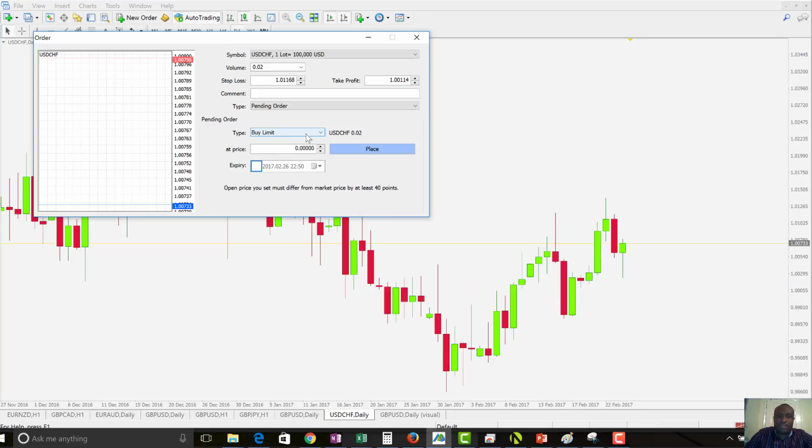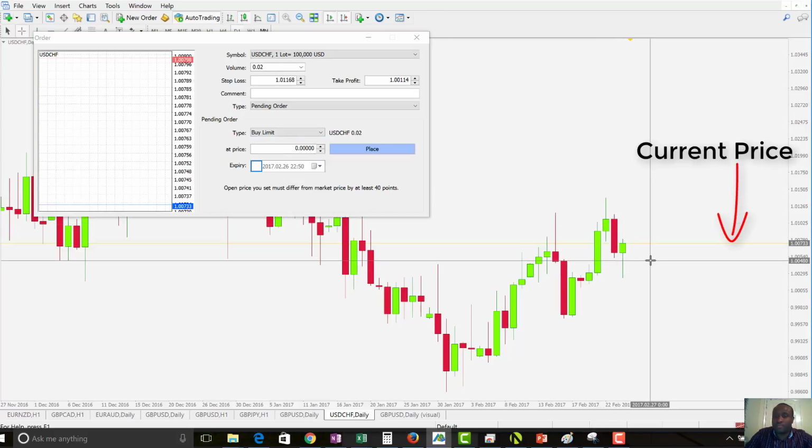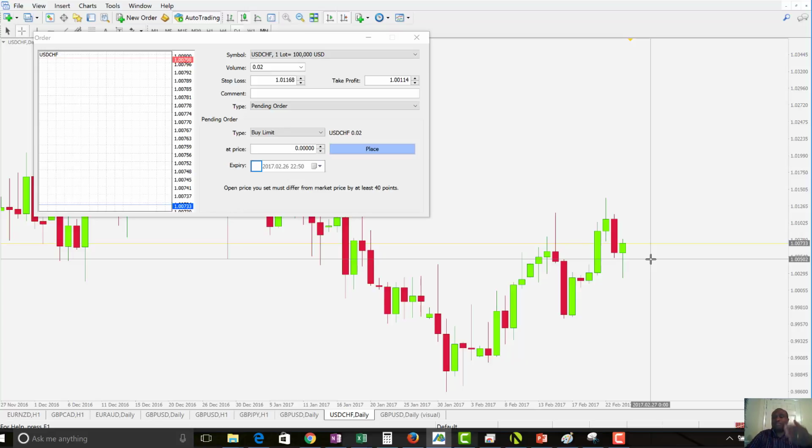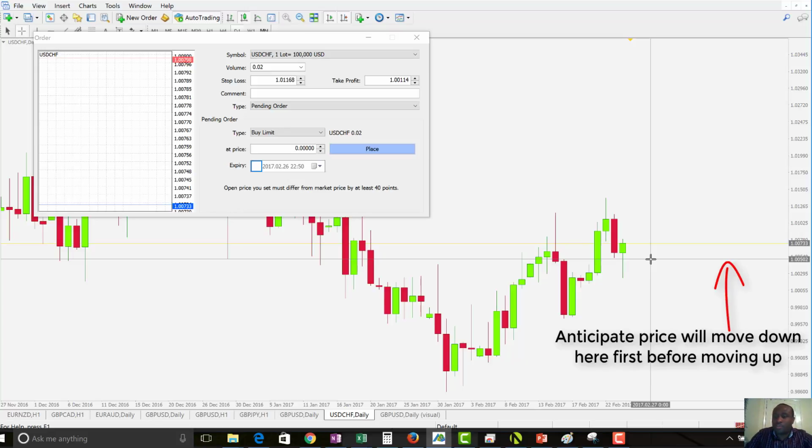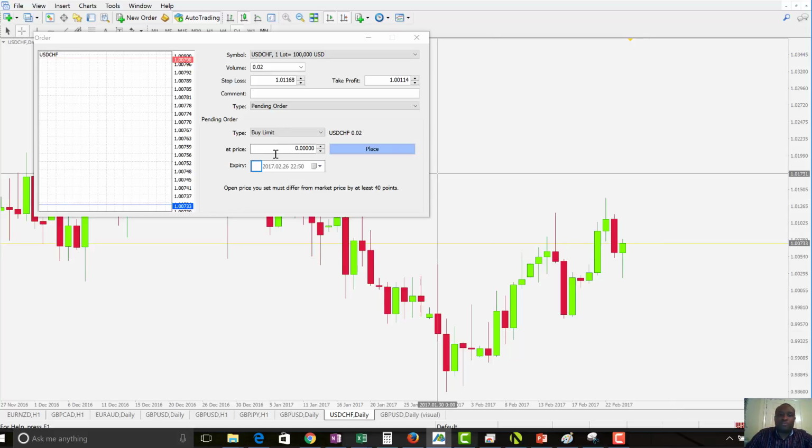For a buy limit, I'm anticipating the price will go down first before going up. So for a buy limit order, I must place the order below the current price, anticipating that price will come back down before it starts to go up again. For illustration purposes, let's assume I'm anticipating the price will get down to 1.0050 before it starts to move back up. Then I would set a buy limit order at 1.0050.